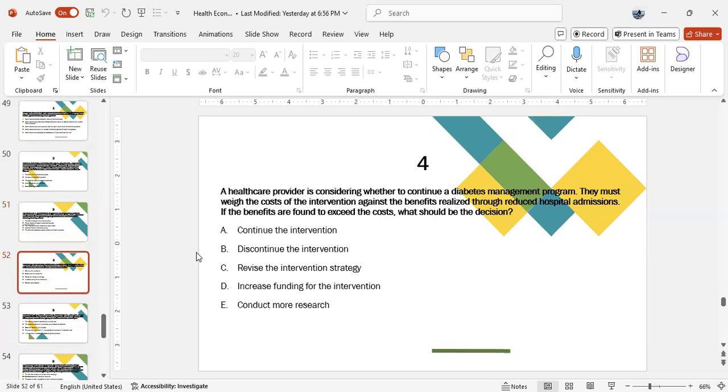A healthcare provider is considering whether to continue a diabetes management program. They must weigh the cost of the intervention against the benefits realized through reduced hospital admissions. If the benefits are found to exceed the cost, what should be the decision? A. Continue the intervention. B. Discontinue the intervention. C. Revise the intervention strategy. D. Increase funding for the intervention. Or E. Conduct more research. A. The correct answer is Alpha.